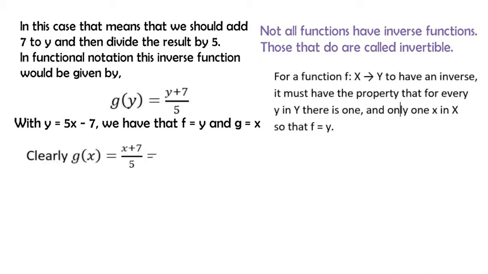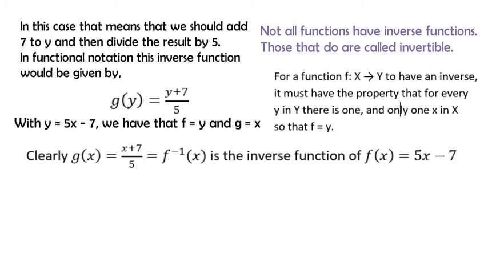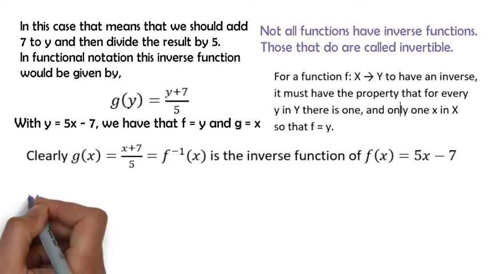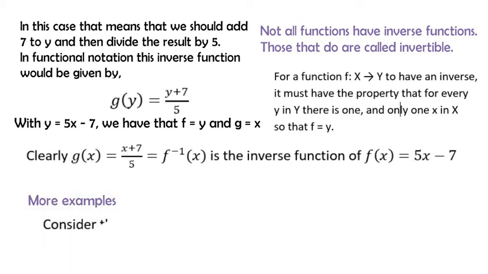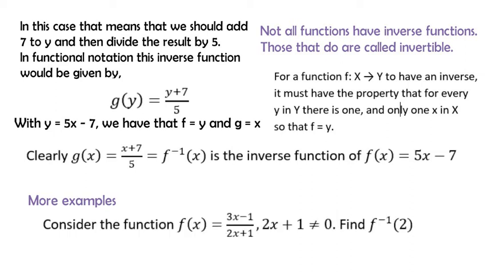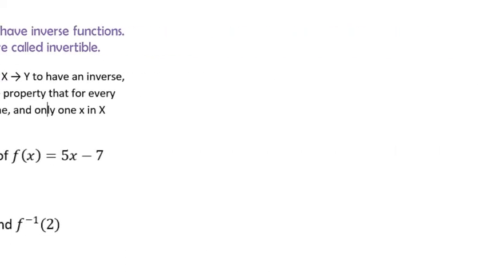Clearly, g of x equal to x plus 7 over 5 is called the inverse function of f of x equal to 5x minus 7. More examples on this. Let us consider the function f of x equal to 3x minus 1 all over 2x plus 1, where 2x plus 1 is not equal to 0. Let us try to find the inverse function of f of 2.